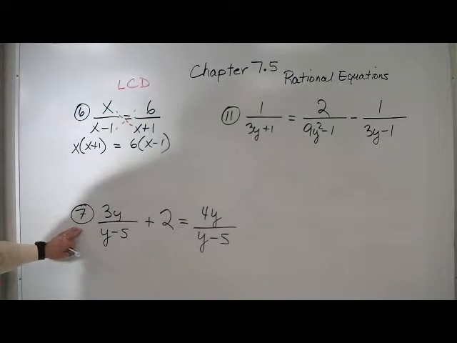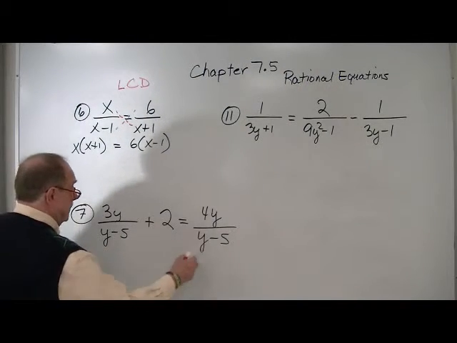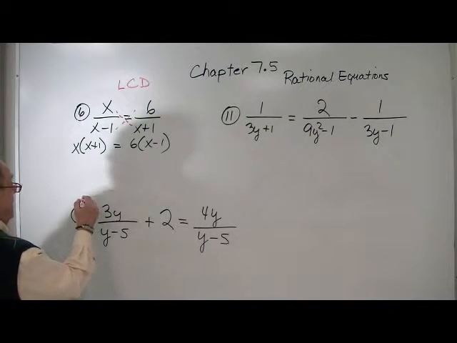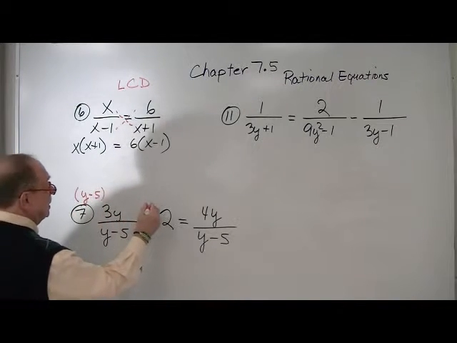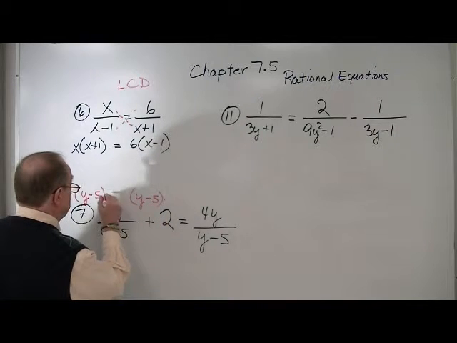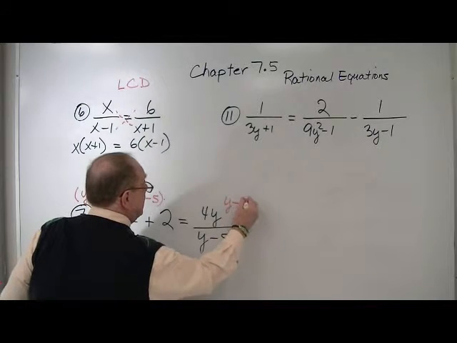All right, let's look at 7. We want to get rid of the fractions. Well, our common denominator is y minus 5. The thing is, multiply every term by y minus 5.